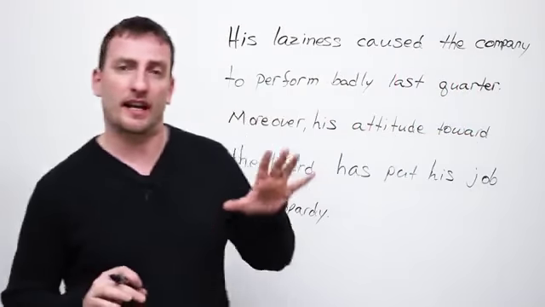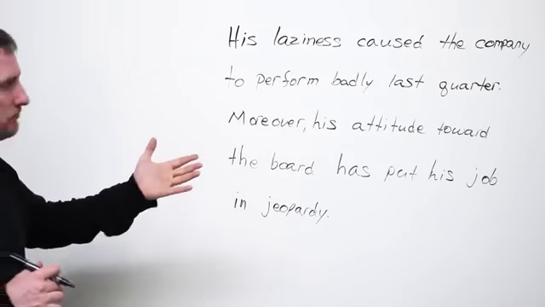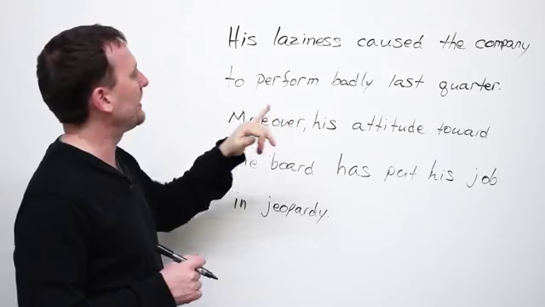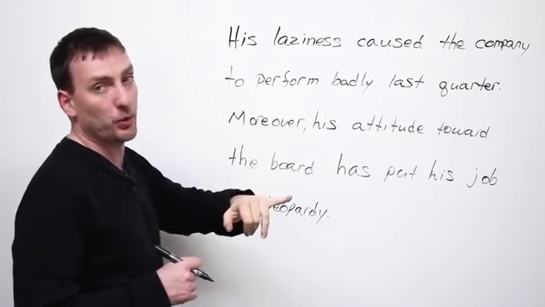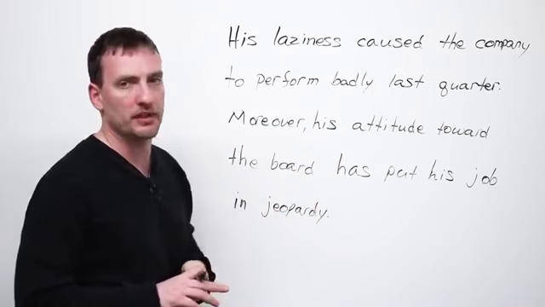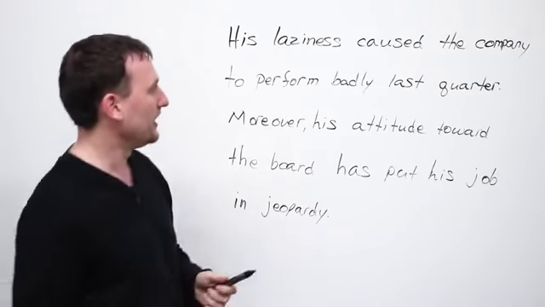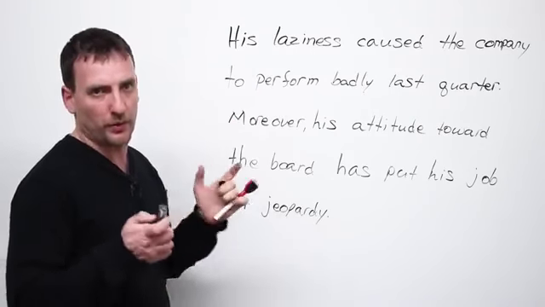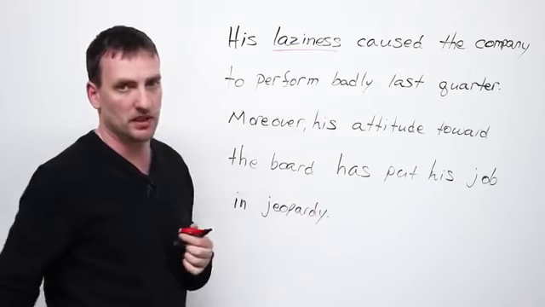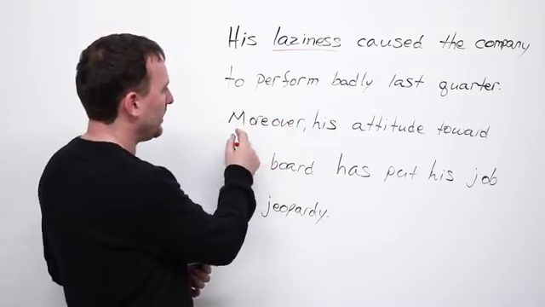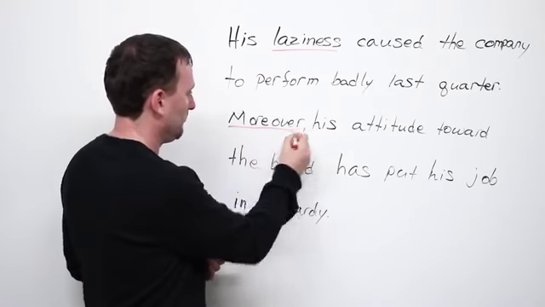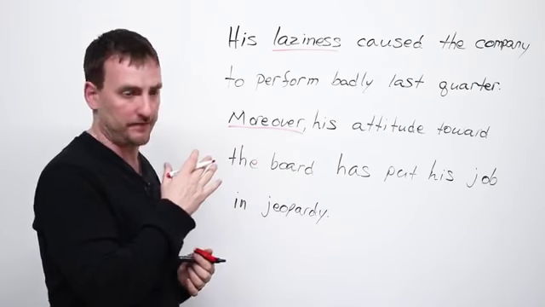Okay, so first we're going to look at a sentence with the transition working inside it, okay? His laziness caused the company to perform badly last quarter. Moreover, his attitude toward the board has put his job in jeopardy. Okay, so first, let's look at what's going on here. What are we talking about? We're talking about the person's laziness. What are we adding to this? Remember, here I put moreover, I could put furthermore. I can also put in addition. All three would be okay.